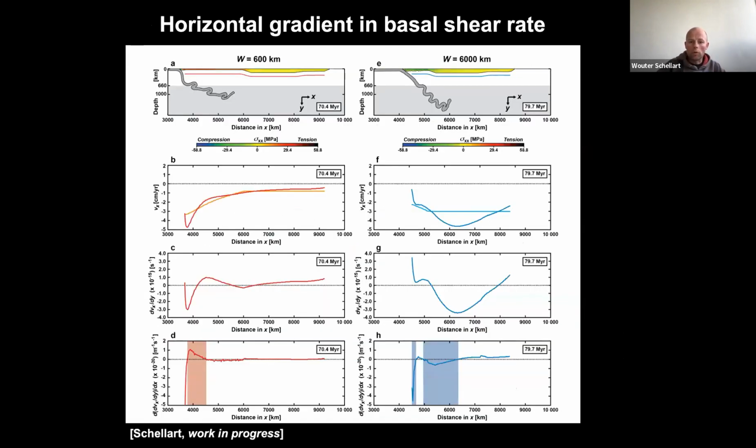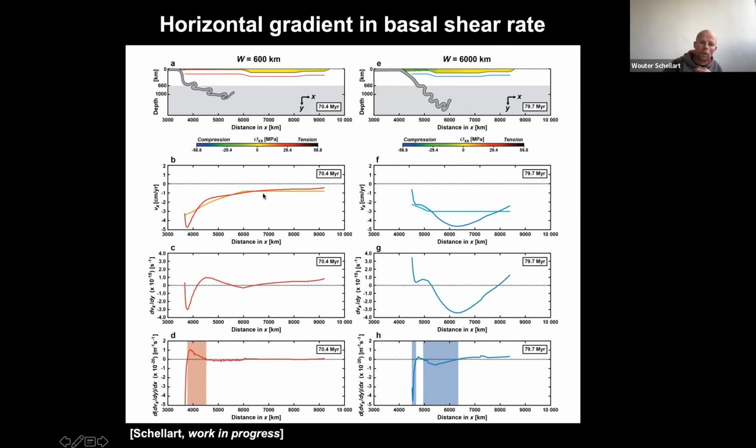Okay, so we can also plot this in a simple diagram to maybe make it even more clear. What has been plotted here on the left-hand side is the velocities, the shear rate and the shear gradient below the base of the overriding plate for a zone, basically a 150 kilometer thick upper mantle zone between the base of the overriding plate and this red line that we see here. This is for the narrow slab model on the left-hand side. On the right-hand side, it's for the wide slab model.